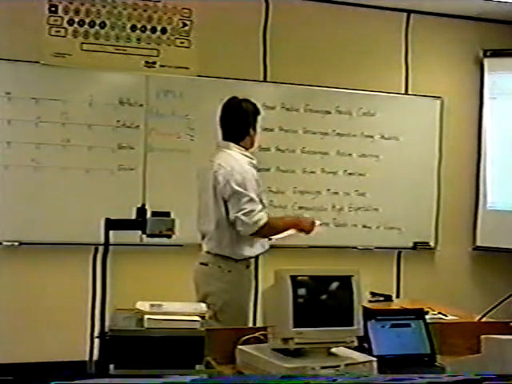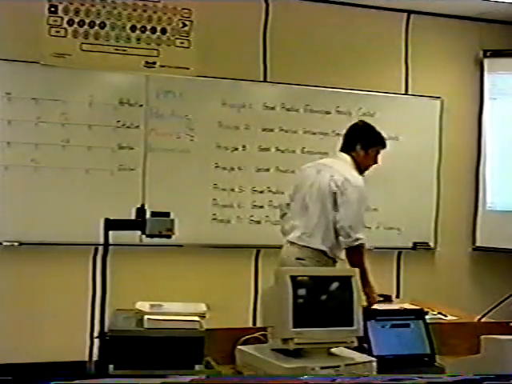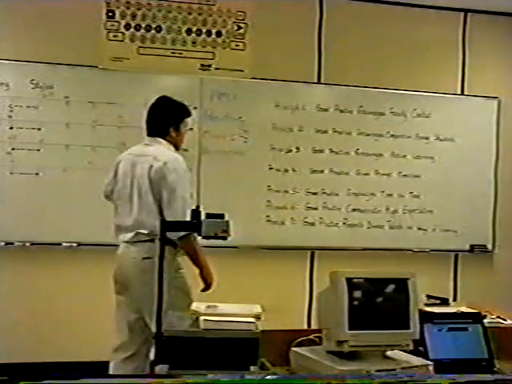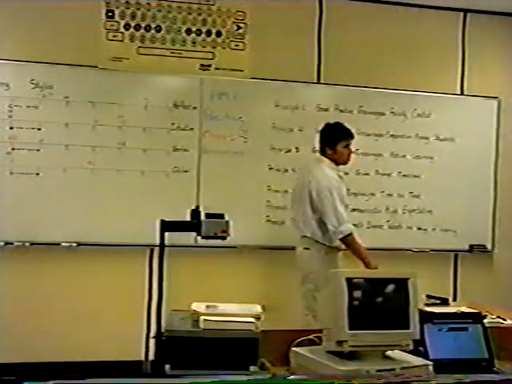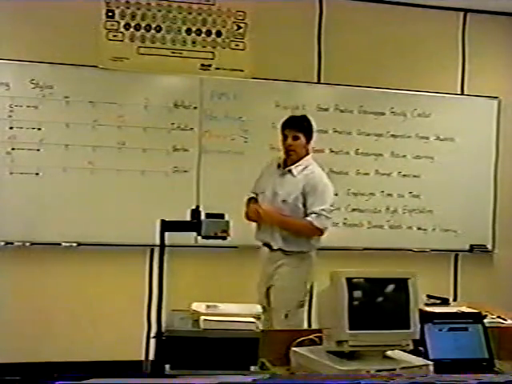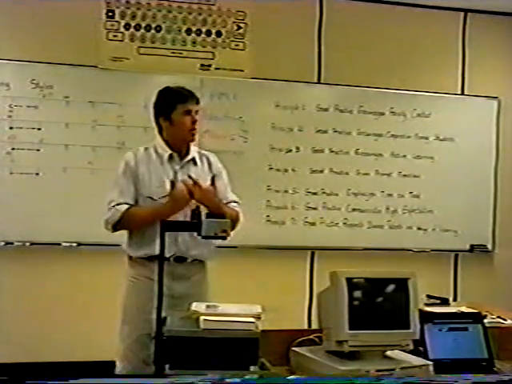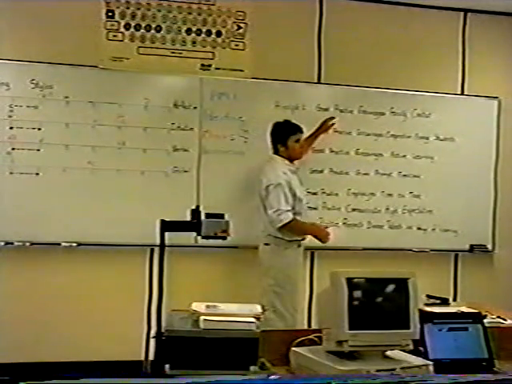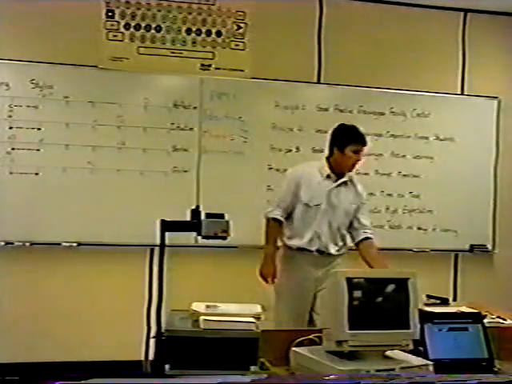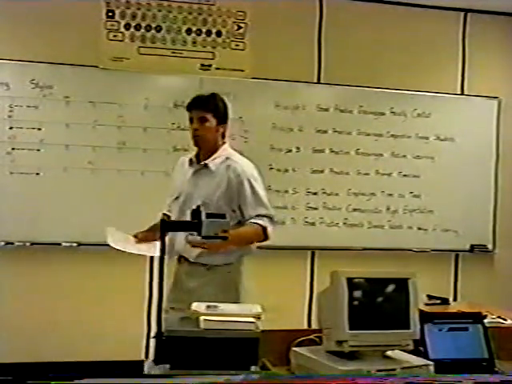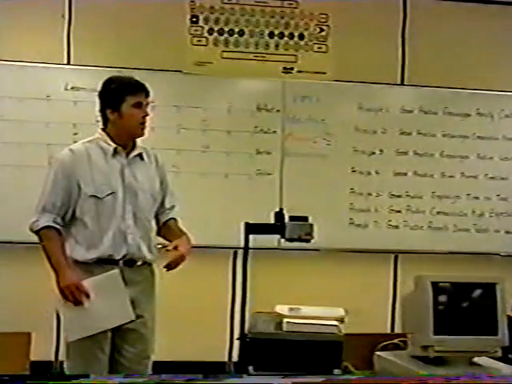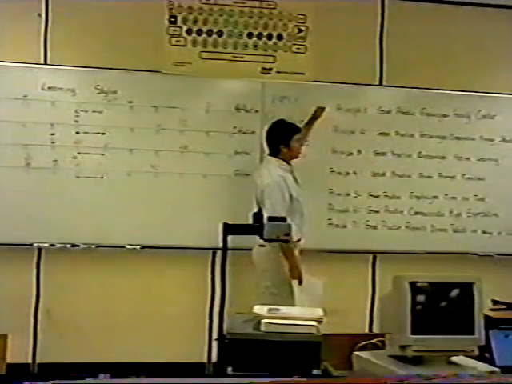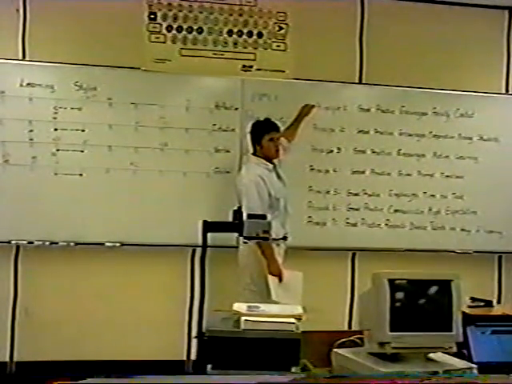Just to make it a little bit more realistic, I'll go through each one of these and try to give you an example. The first one, principle number 1, good practice encourages faculty contact. If I am a good teacher, most of my behaviors should allow the students to have contact with myself. So I am encouraging the students or making them feel comfortable so that when they approach me, they feel like I am approachable. So many of my activities or many of my teaching styles should include this in order to be an effective teacher.